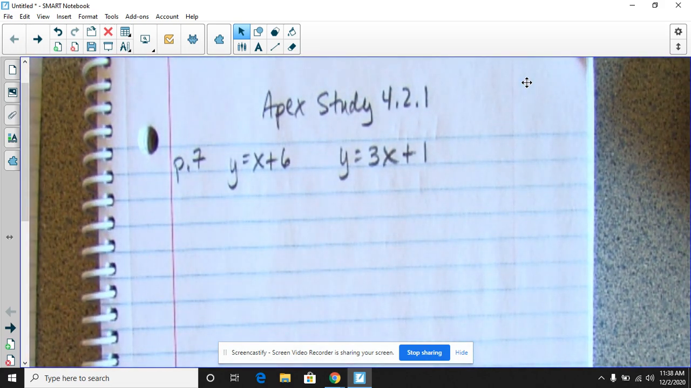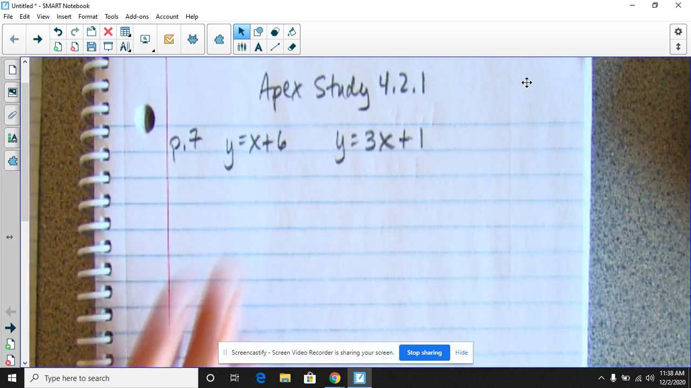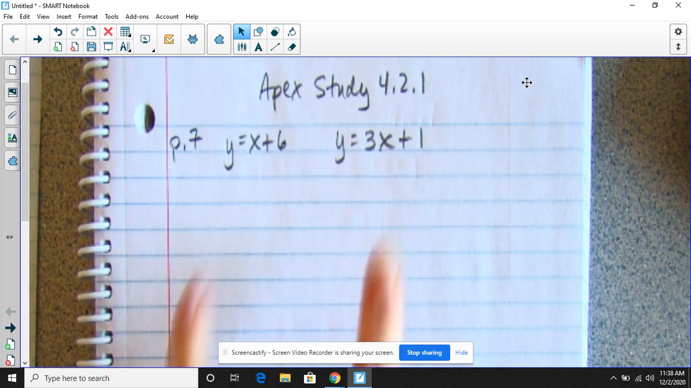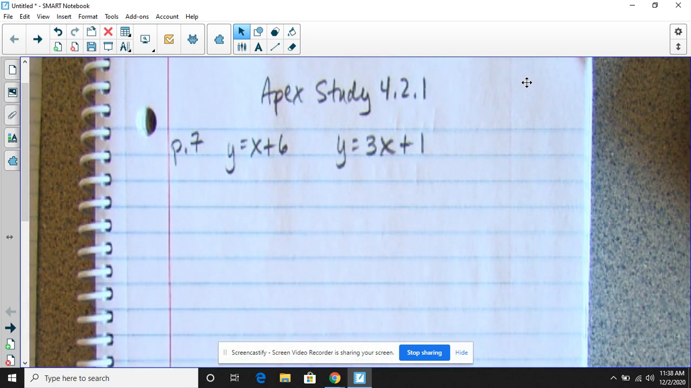This looks blurry to me. I hope it doesn't look blurry to you. But on page 7, they give you these 2 equations right here. And this time you're still solving systems of equations, which means you're trying to find where these 2 lines intersect. I know you can throw them into Desmos and see where they intersect. This is teaching you a method to do this called substitution.